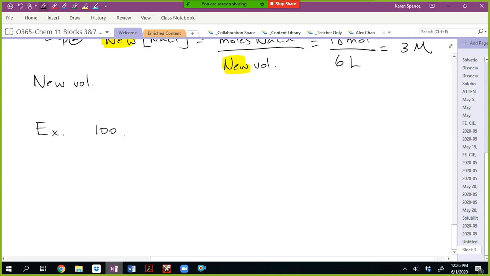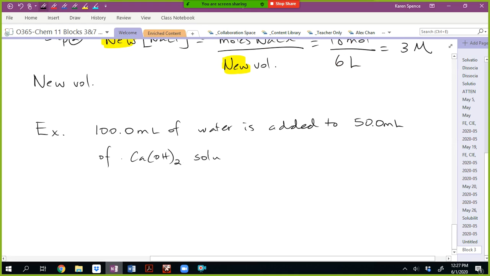Okay, we have 100.0 milliliters of water, and we're going to add it to 50 milliliters of calcium hydroxide solution of concentration 6.1 molar.